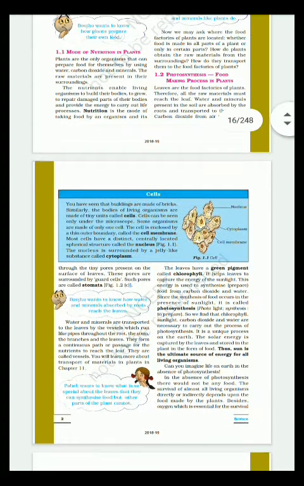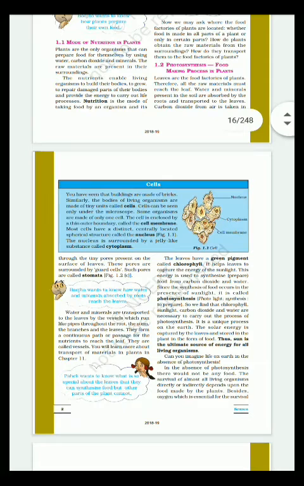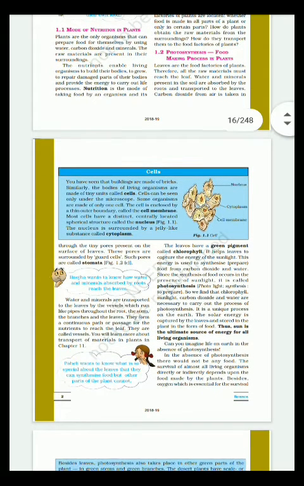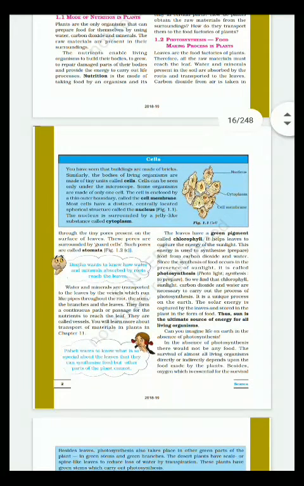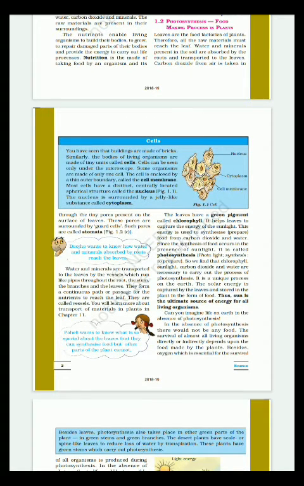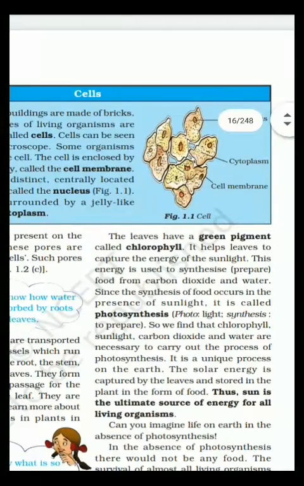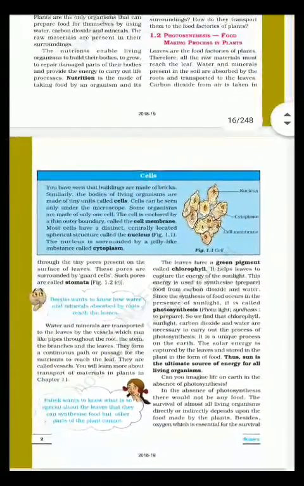Some organisms are made of only one cell. The cell is enclosed by a thin outer boundary called the cell membrane. Most cells have a distinct centrally located spherical structure. You can see that in figure 1.1. That is called the nucleus. The nucleus is surrounded by a jelly-like substance called cytoplasm. The dots you can see in figure 1.1 are the cytoplasm.